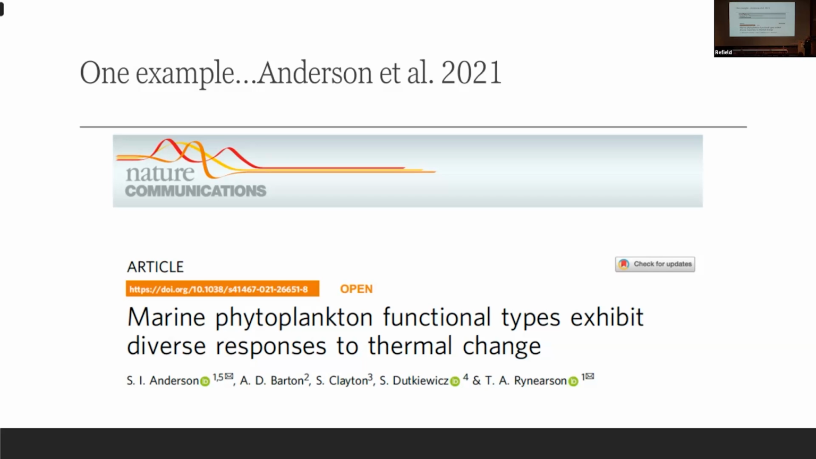But where they took marine phytoplankton functional types and they looked at the response to thermal change, okay, temperature variation.